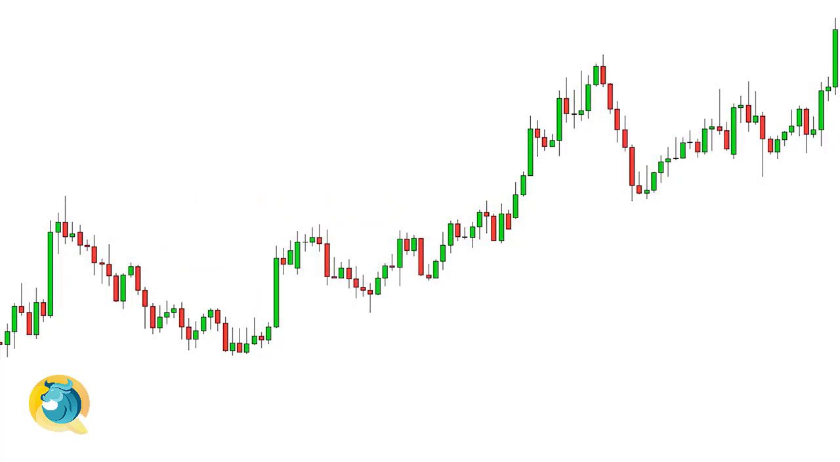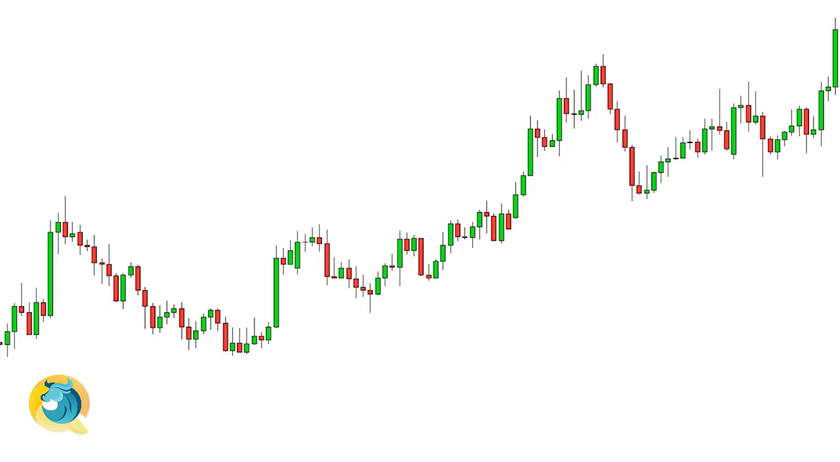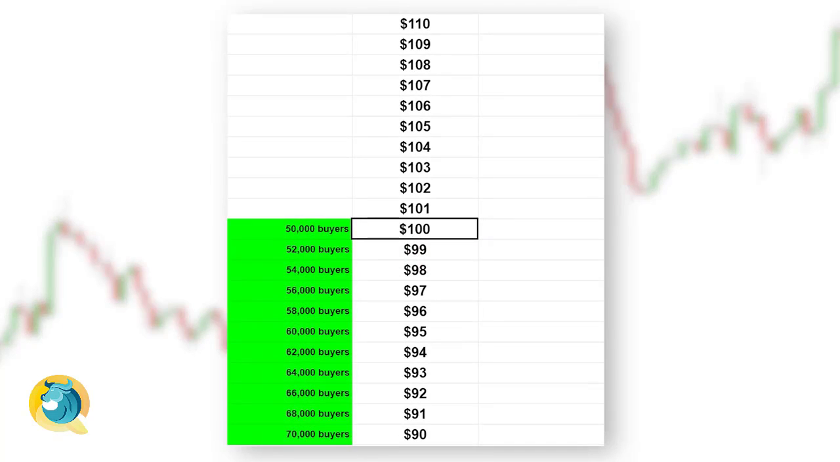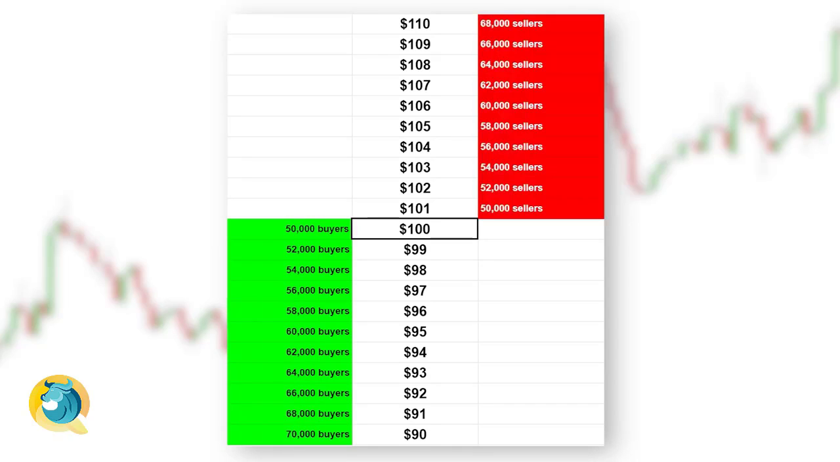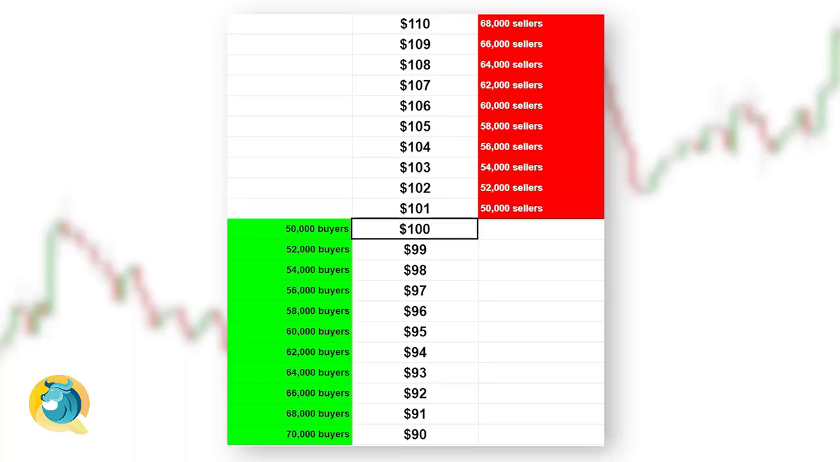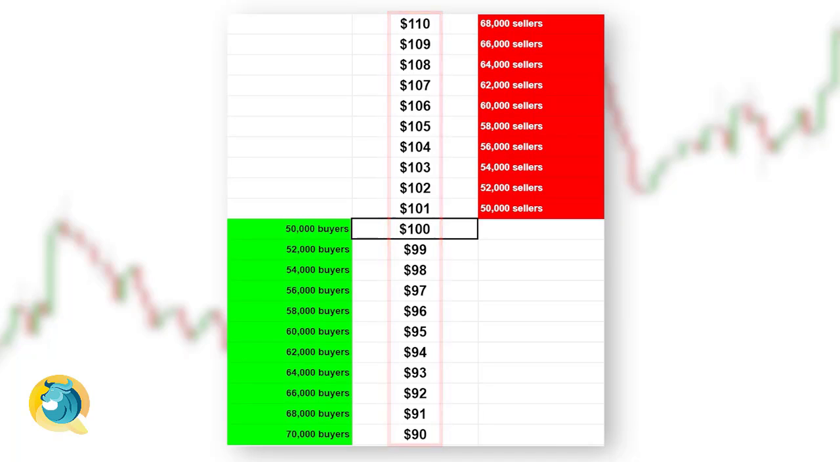Now, for the people that don't know, liquidity refers to the ease at which we can buy or sell assets at specific prices. Let's say, for example, we have a market trading at $100. If there are lots of buyers waiting to buy when the market drops below $100 and lots of sellers waiting to sell when the market rises above $100, then that market is said to have high liquidity. We can place a trade at almost any price we want, and there will be someone ready to take the opposite side of our trade.